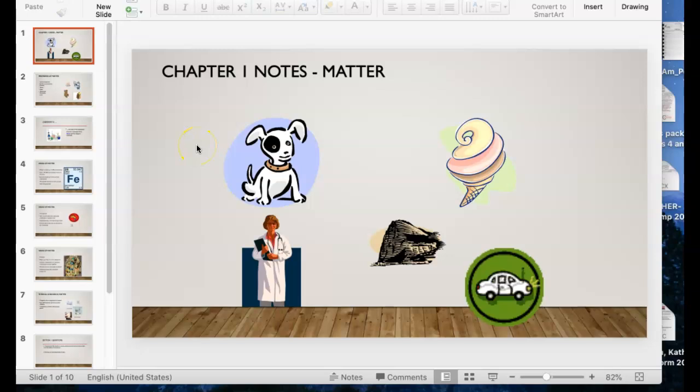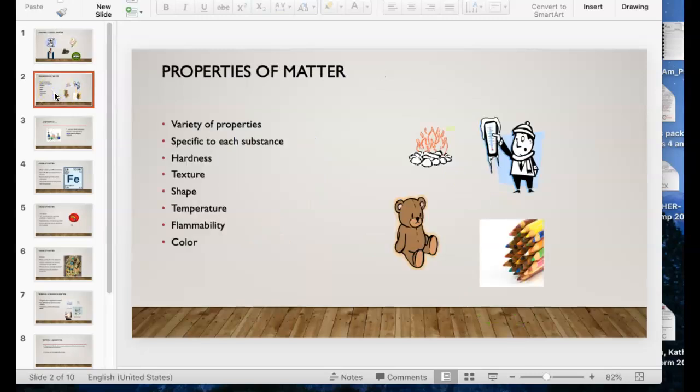Today we're going to talk about the Chapter 1 notes on matter. This is the first of 3 sections dealing with Chapter 1. When we talk about matter, we're talking about things that we can see, feel, hear, any of your senses, along with any time we have a chemical reaction. So the first thing you're going to notice are the properties of matter.